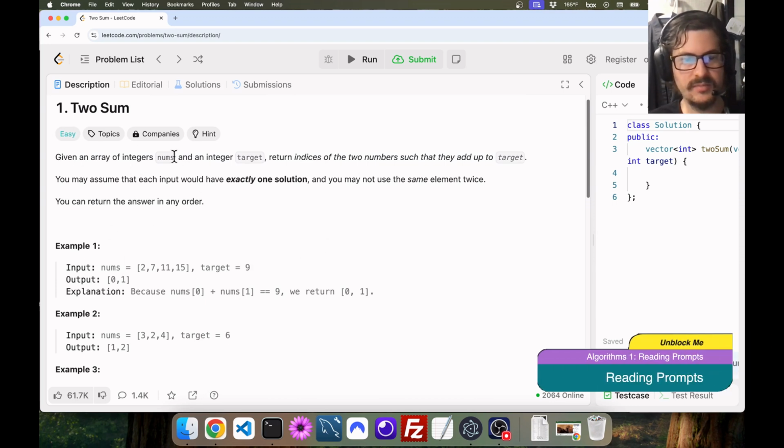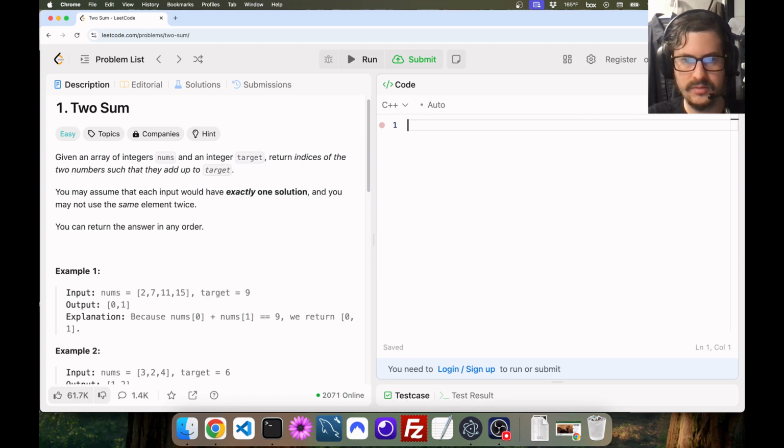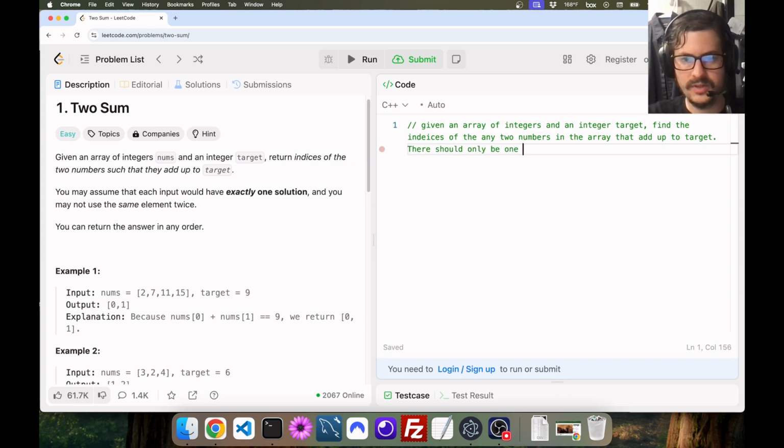Given an array of integers nums, that tells us our input. We already knew that from the example here, but what if we don't have the example? Another way to rewrite this would be: given an array of integers and an integer target, find the indexes or indices of any two numbers in the array that add up to target. There should only be one such solution.